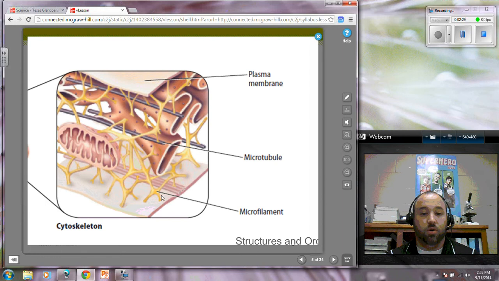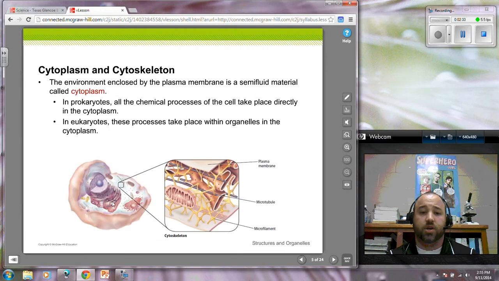We got our microtubule. I'm sorry, that's stupid. That's not a eukaryotic cell. That could be anything. It is a eukaryotic cell. I'm being confusing. Sorry. Let's move on.